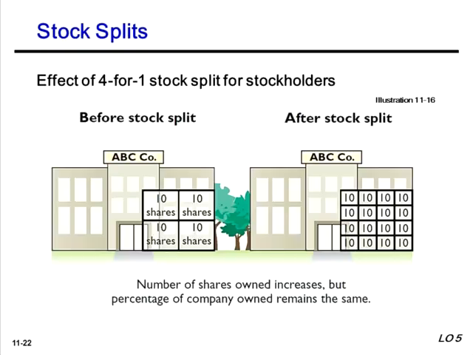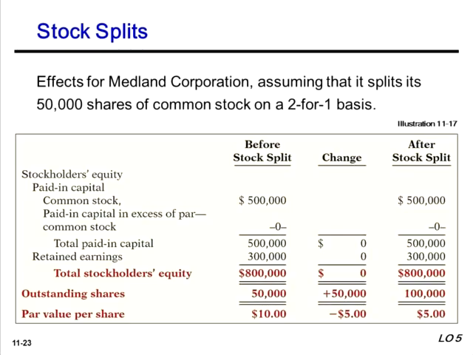The percentage of their ownership in the corporation does not change. And each of those shares is worth less. And their par value has been divided by 4. So if the stock had a par value of $1 before the split, after the split, the par value is 25 cents per share. Alright, so here's another example.